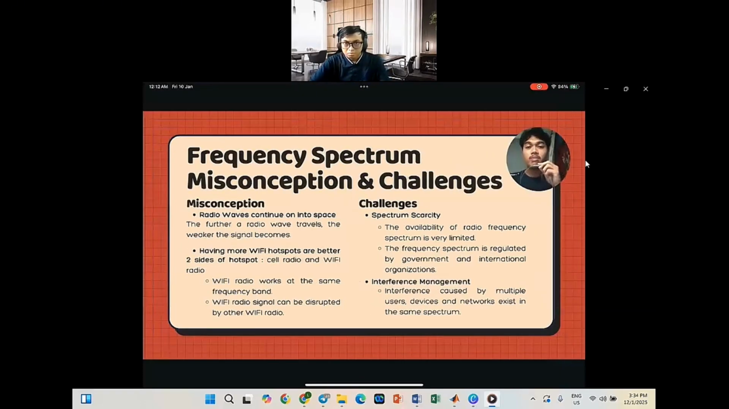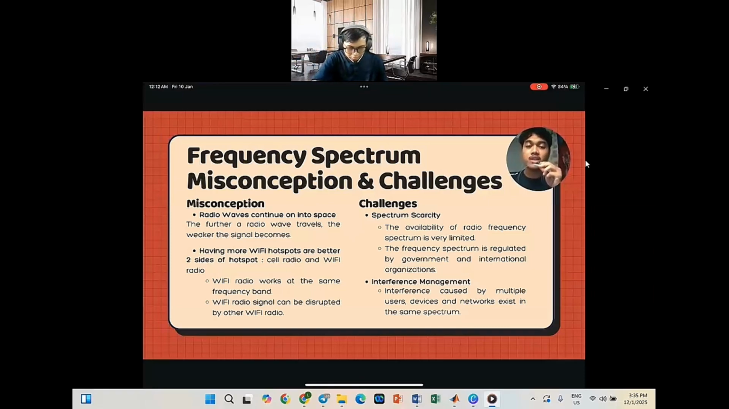Now I will talk about misconceptions and challenges of the frequency spectrum. The first misconception is that radio waves continue on into space, which is not true. Actually, the further a radio wave travels, the weaker the signal becomes. The second one is that having more Wi-Fi hotspots is better. Wi-Fi radio connects people to the hotspot, and when there are multiple connections on the same frequency band, the Wi-Fi signals will drown each other out.